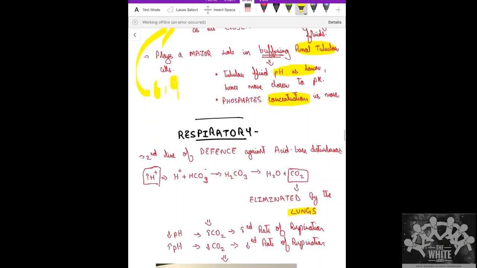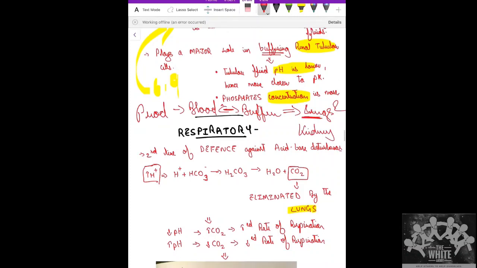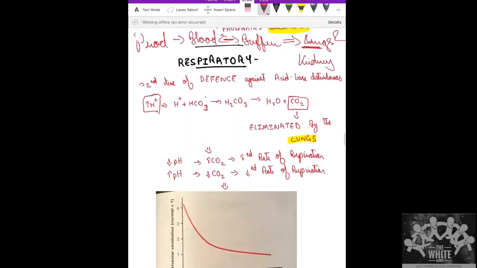Then coming to, we finished the buffer system. So acid is produced in the blood. In the blood, the buffer binds to the acid produced, and then this buffer takes it to the lungs and kidney for elimination. So let's see how lungs eliminate the acid. After the buffer, the second line of defense is the lungs.